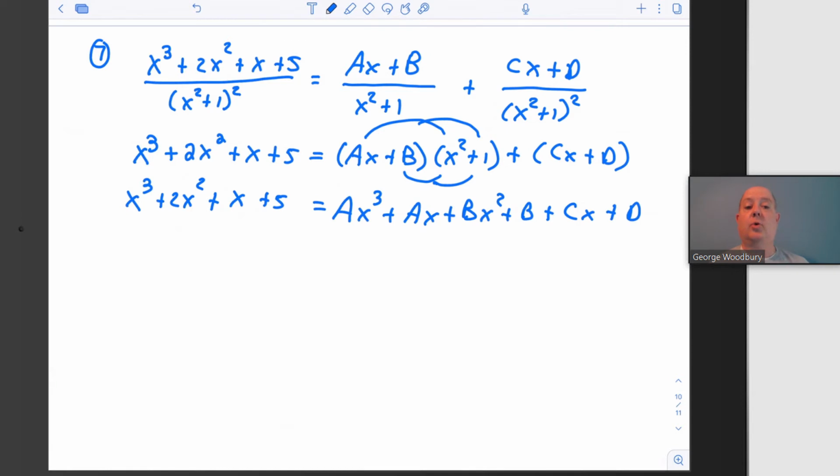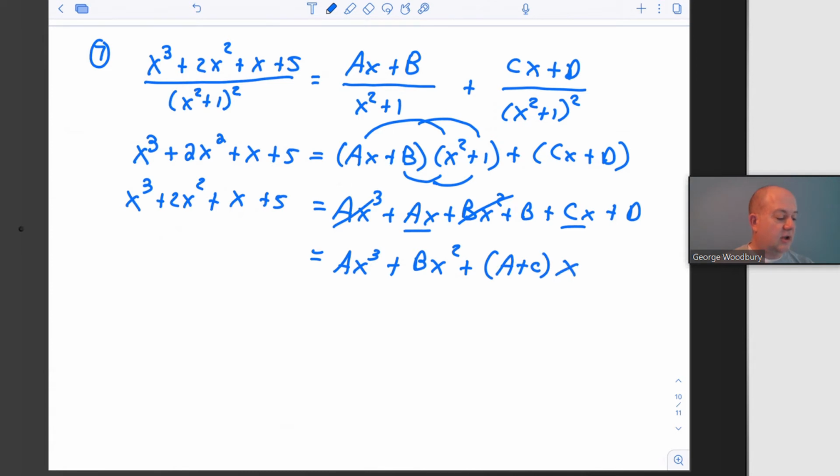On the right-hand side, there's only one cubed term, so that's ax cubed. I'm going to just draw a line through it so I know that I've used that one already. There's only one squared term also. That's bx squared. There are two terms that have x. Ax plus cx I can write as a plus c times x. And then finally two constant terms, b plus d. We copy down the left-hand side one last time.